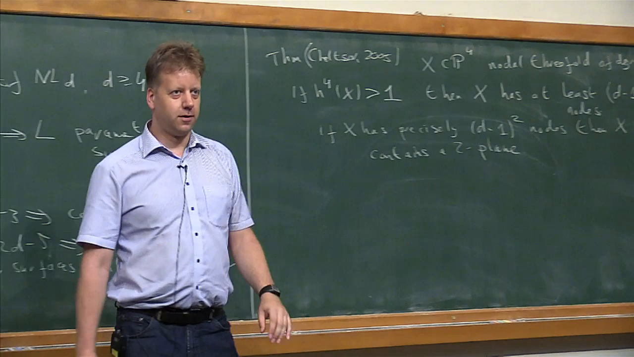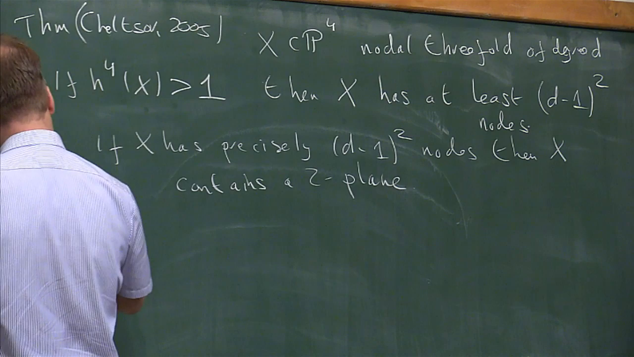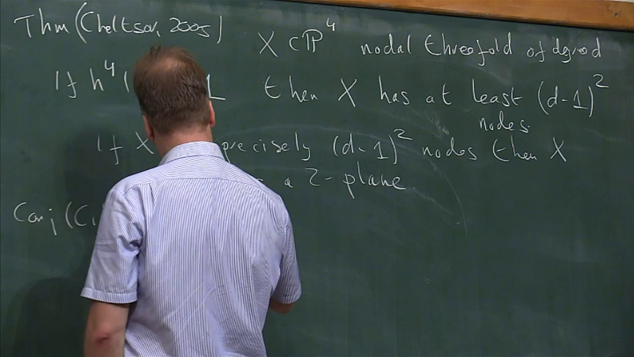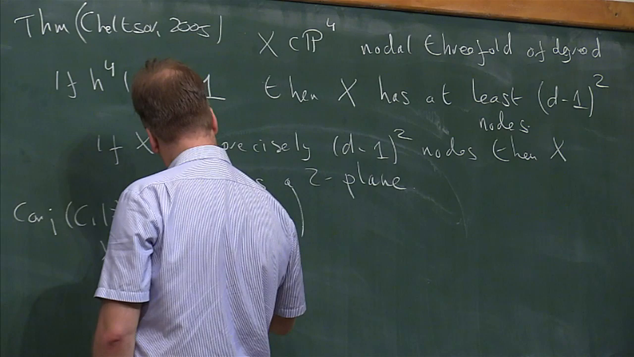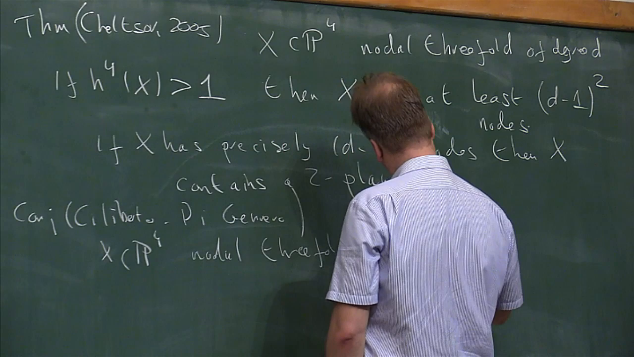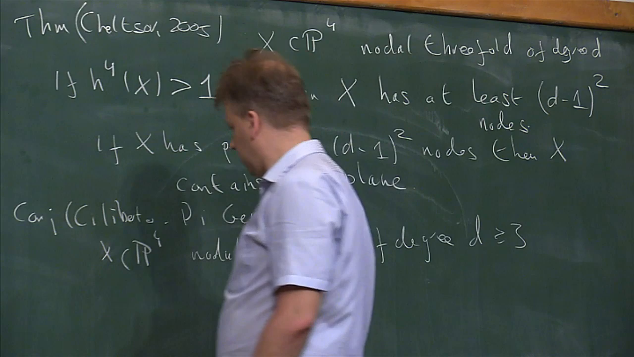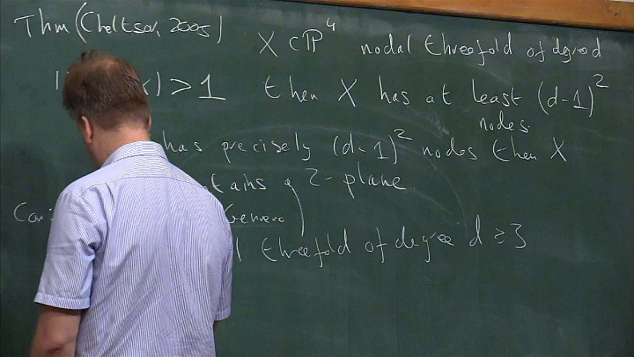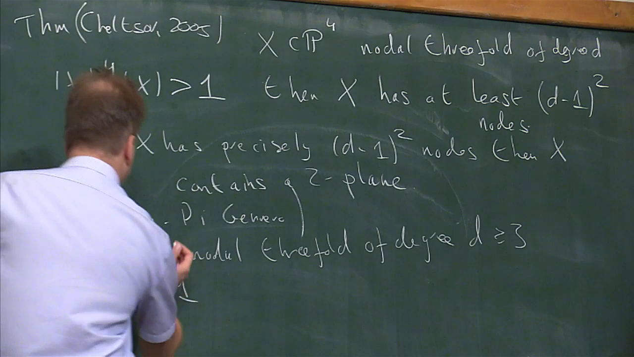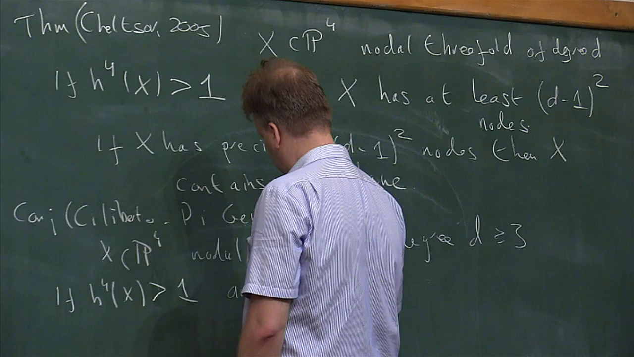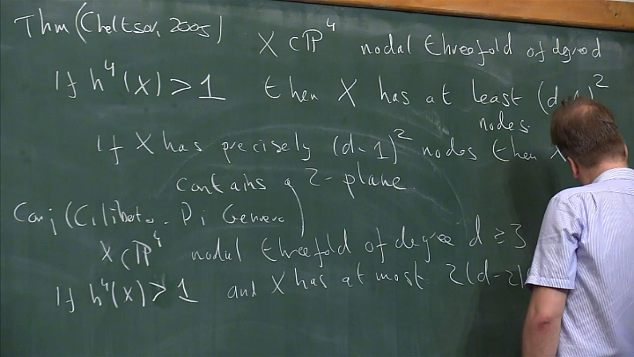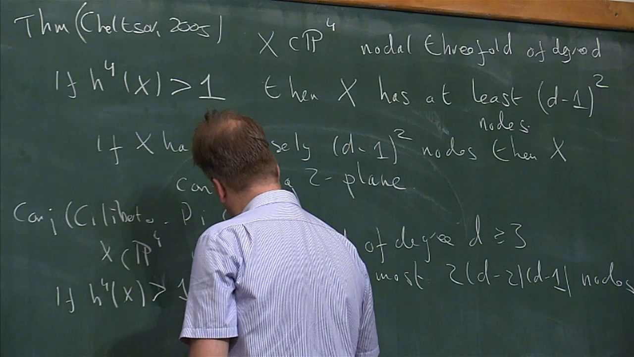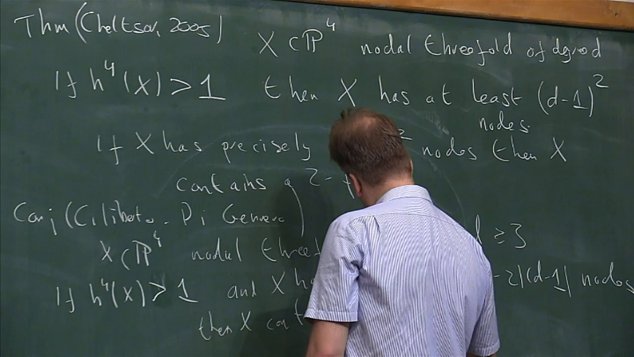And there's a conjecture by Cheltsov and Di Gennaro, which says that X in P4, a nodal threefold of degree D at least 3. So if H4 of X is at least 1, and X has at most 2 times (D minus 2) times (D minus 1) nodes, then X contains either a plane, a two-plane, or a quadric surface.